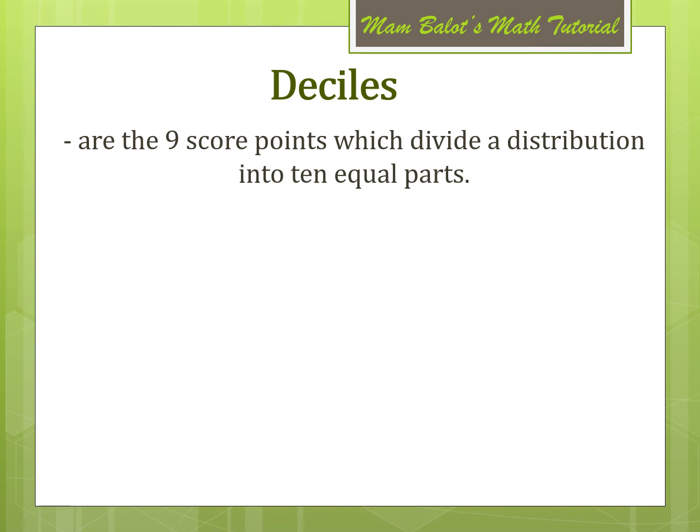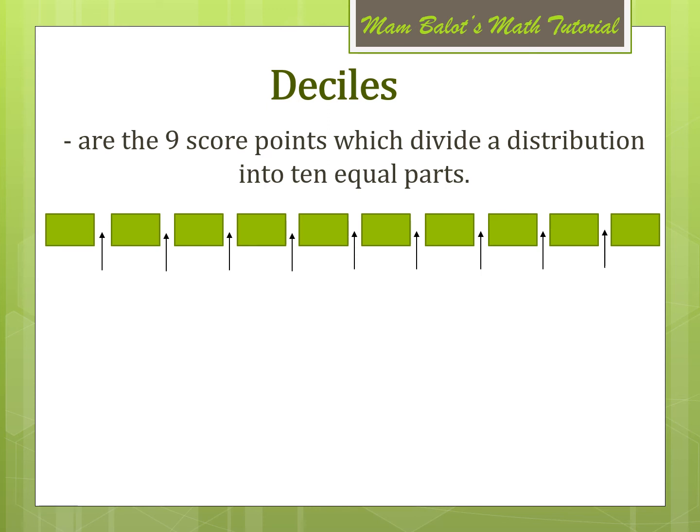Deciles are the 9 score points which divide a distribution into 10 equal parts. So it has the same concept with the quartiles, but the only difference is quartiles divide the distribution into 4 equal parts, while deciles divide the distribution into 10 equal parts. So if these are the distribution divided into 10 equal parts, we have here the different deciles, which are denoted by the first decile is d sub 1, second decile is d sub 2, and so on until d sub 9, which is the 9th decile.